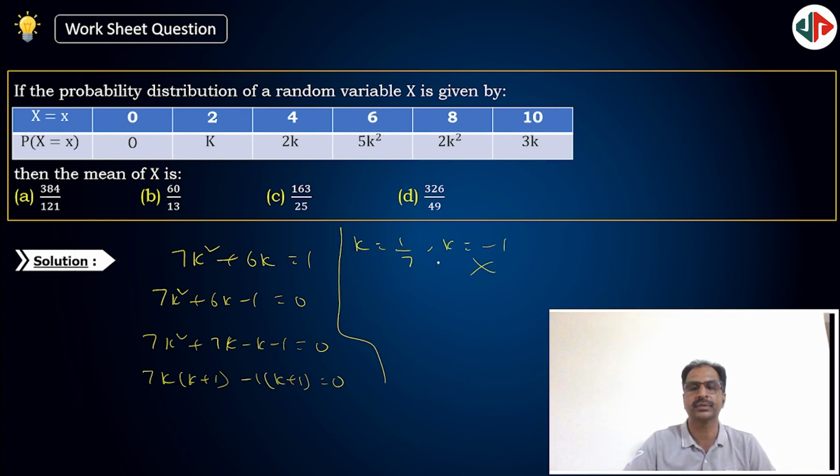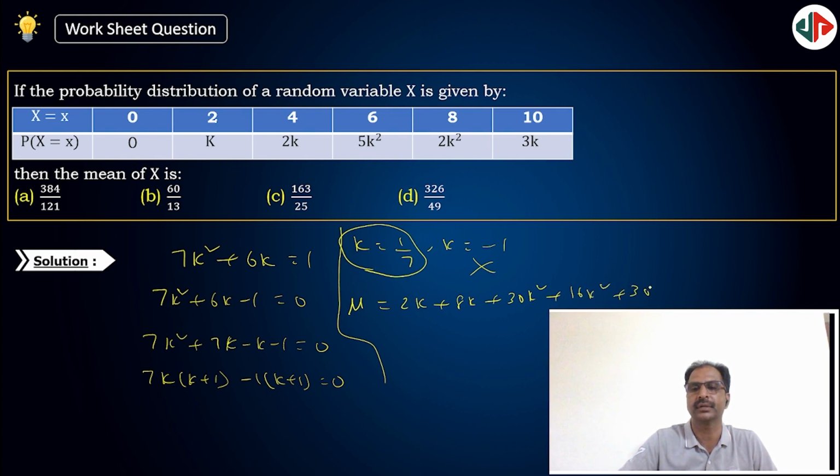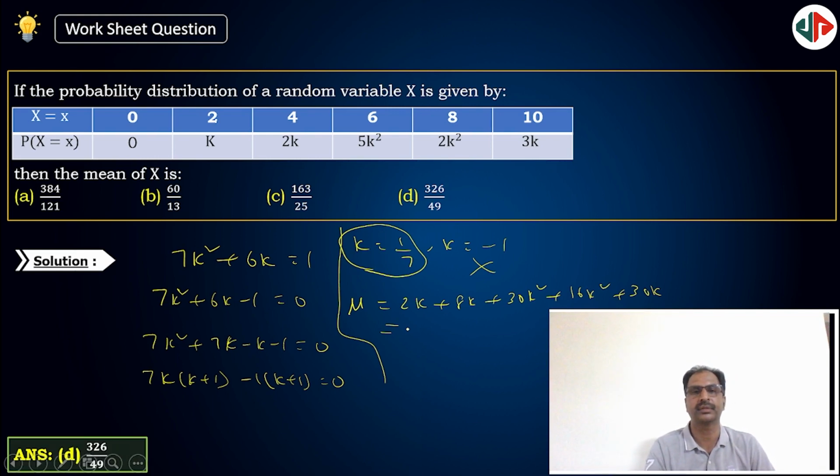k equal to minus 1 is wrong because probabilities will be negative. So the correct value of k is 1 by 7. Now find the mean: 0 into 0 plus 2 into k plus 4 into 2k, 6 into 5k square, 8 into 2k square plus 10 into 3k. Substitute the value of k as 1 by 7 and you get the answer as d.